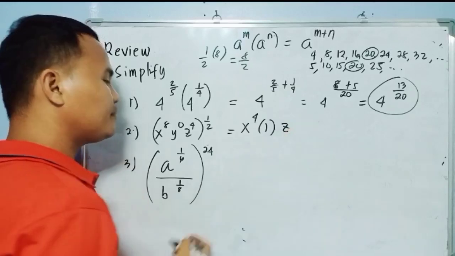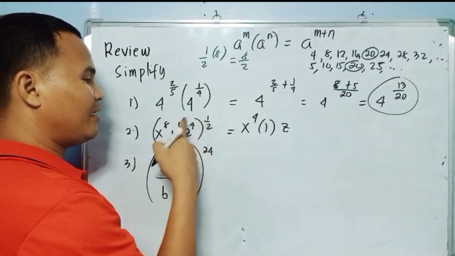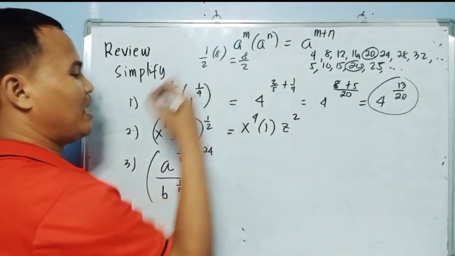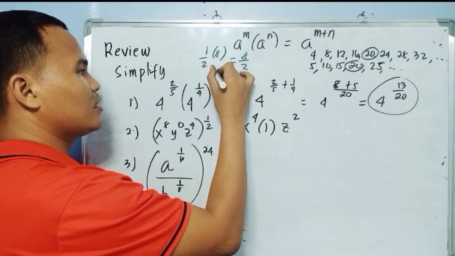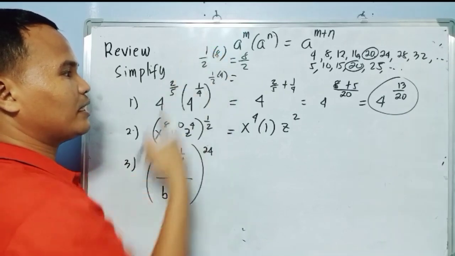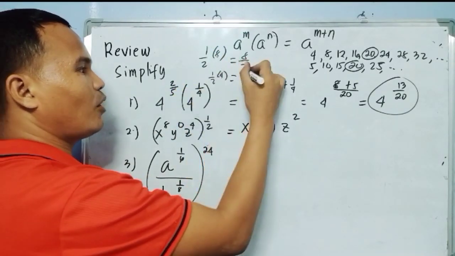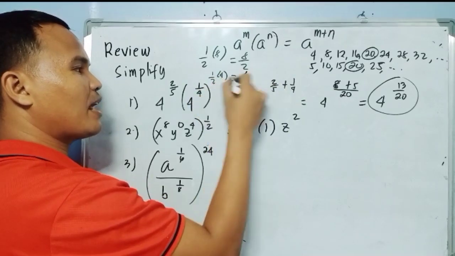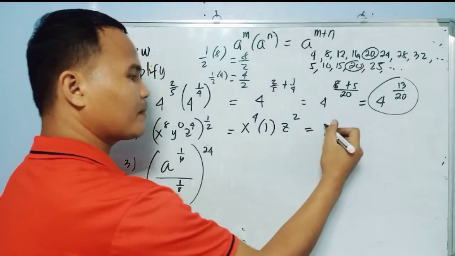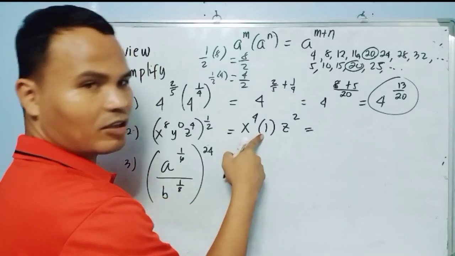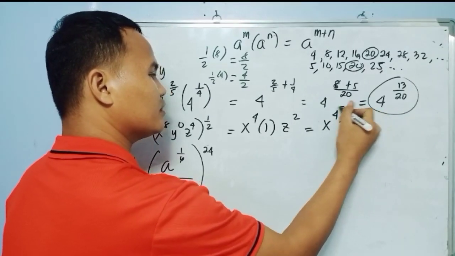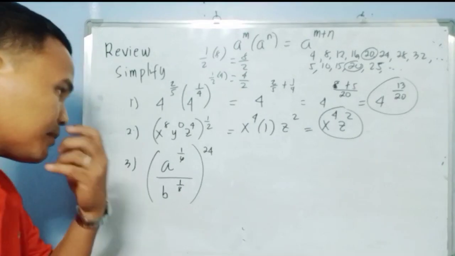For z, 1/2 times 4, the result is 2. Again, 1/2 times 4, why is it 2? It's the same process as the first one. 1 times 4 is 4. Copy the denominator 2. Then 4 divided by 2 is 2. So our final answer, since the exponent is just 1, we copy it: x to the power of 4, z to the power of 2. This is our final answer.